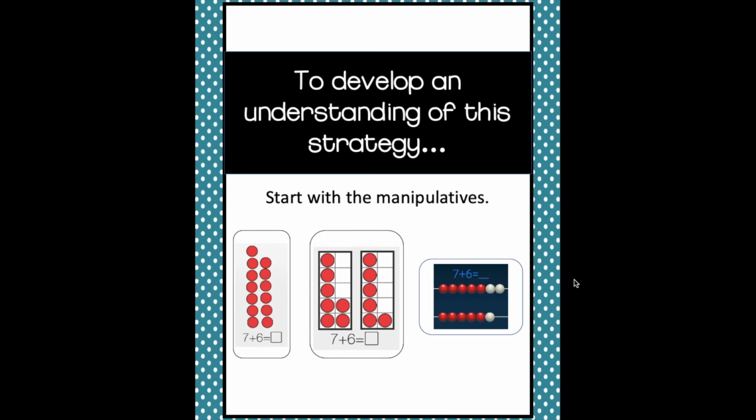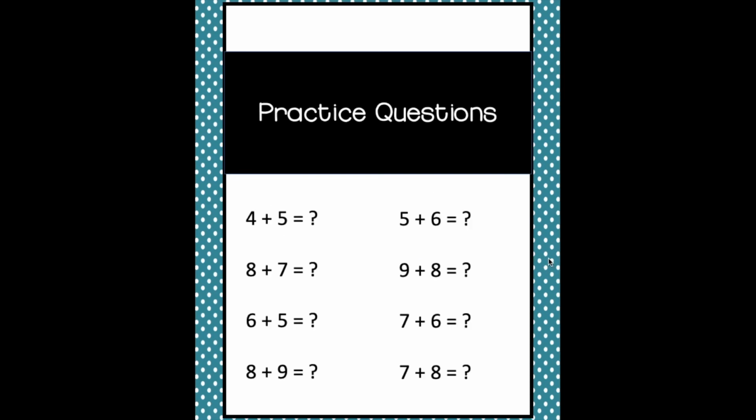Once you understand the strategy with the manipulatives, you can move on to the practice questions without the manipulatives. If it would help, you could write out a list of all of the doubles up to 9 plus 9, just so that you have those for quick reference when you're practicing at first. And once you're very comfortable with that, then you could take that away and just do a practice question like 4 plus 5 by saying, well, I know 4 plus 4 is 8, plus 1 more is 9.